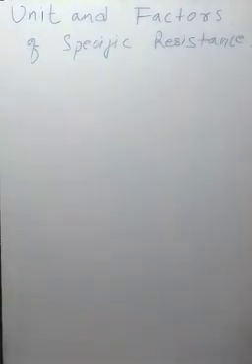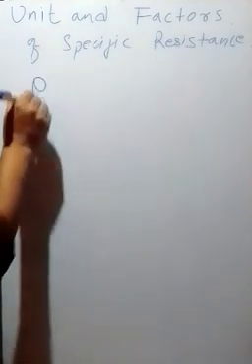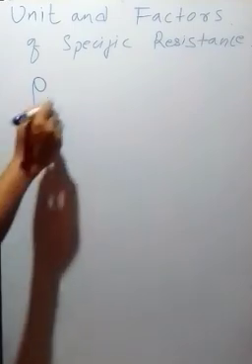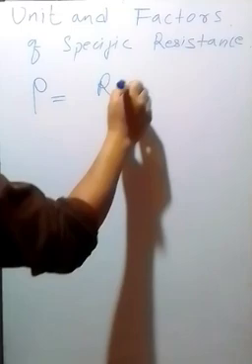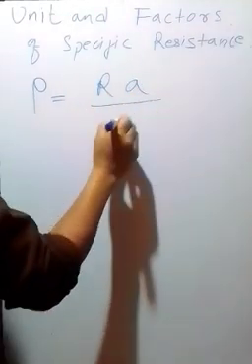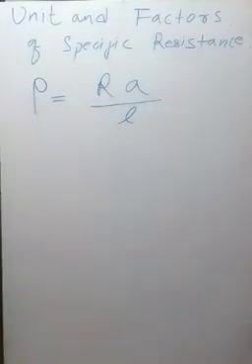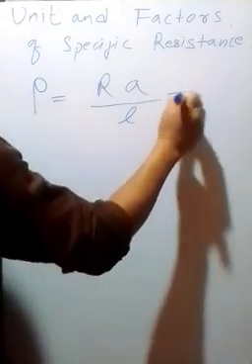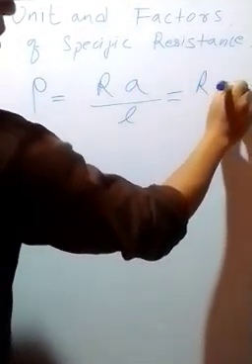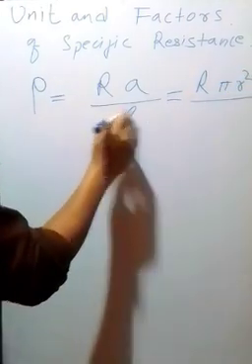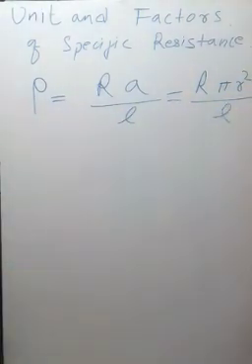Here we learned the unit and factors of specific resistance. From the definition of specific resistance, this rho is called specific resistance. This was equal to R, resistance, times area A divided by length. Or sometimes you can see this also: area A means pi r squared, and L is the length.